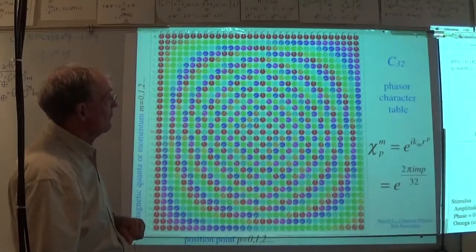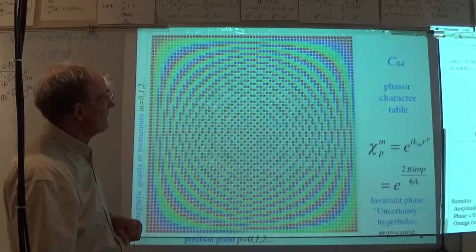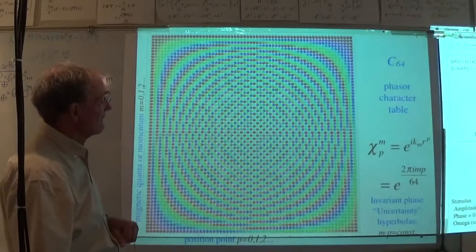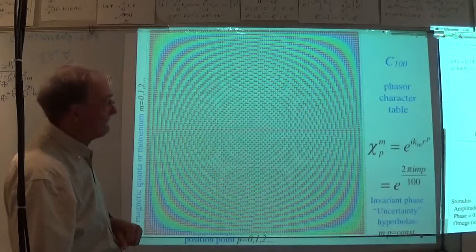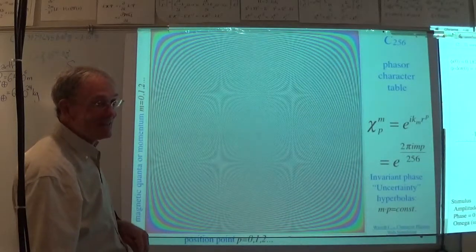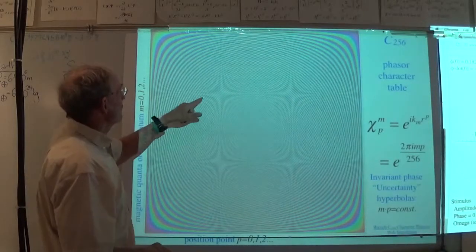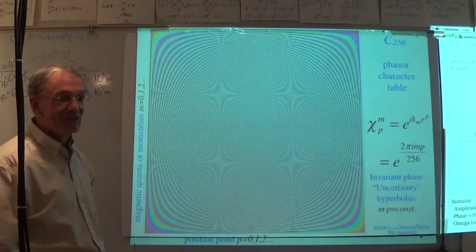And the same thing's true on this one. That's 32, it's twice as big. 64, 100, 256. There are all little phasors in there. Just the color is the only thing it shows now.